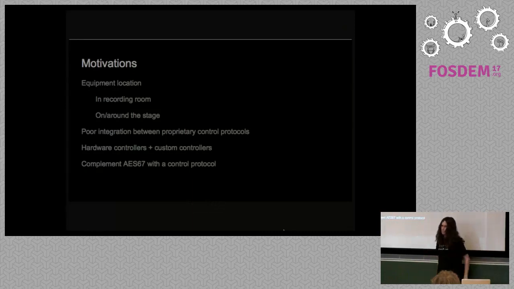So for AES70, the motivations were slightly different than the AES67 standard. This is about controlling the devices. So with an audio network, because we're taking audio in as close to the source as possible, we're not running long analog cables, it means things like the actual equipment, your microphone preamplifiers, for instance, can be placed in quite inconvenient locations. They can be in the recording room or on the side of the stage. So that was one of the main motivations for the control protocol.